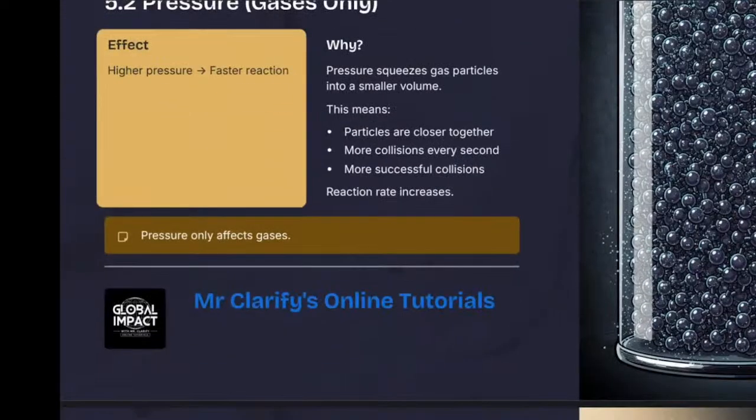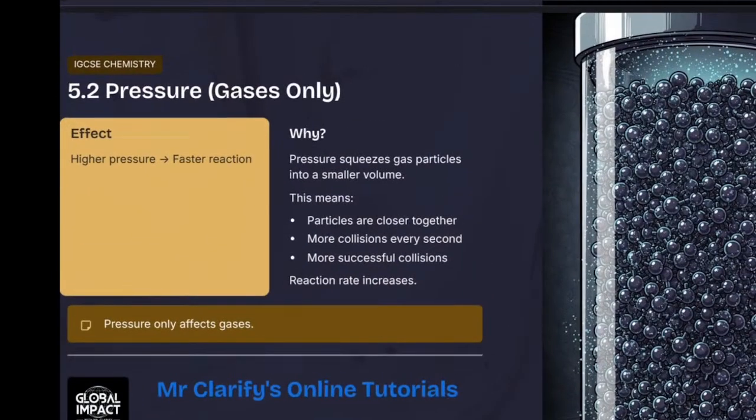Now, pressure, similar story. More collisions. When you increase the pressure, particles are closer to each other. You get more collisions every second and more successful collisions. Why? Because you have more collisions. When you have more collisions, you will have more successful collisions, and the rate will increase. But this is only for gases. Higher pressure, faster reaction.